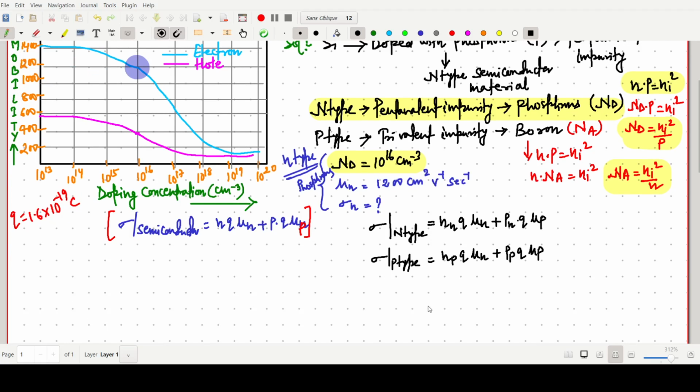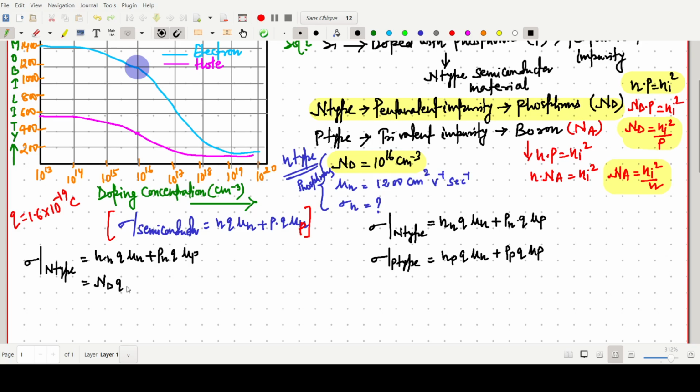Next we have to find this conductivity value. I am just using the formula for n type: n of n q mu n plus p of n q mu p. Now it is clear that we are using the n type material. In n type material, the concentration of electrons, that is our n of n, we can easily write as Nd.